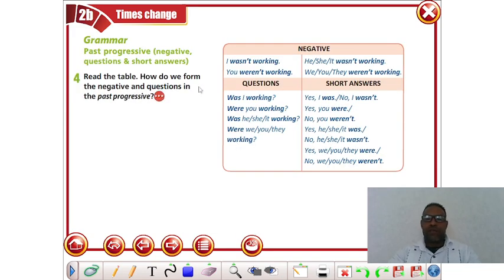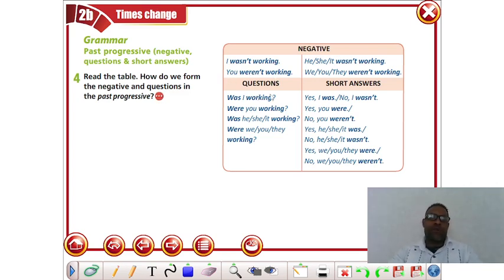On the next section, here we have some of the grammar, the past progressive that we started checking in our last class. So you need to know what the past progressive is, the negative form of the past progressive, and how you create questions and short answers.